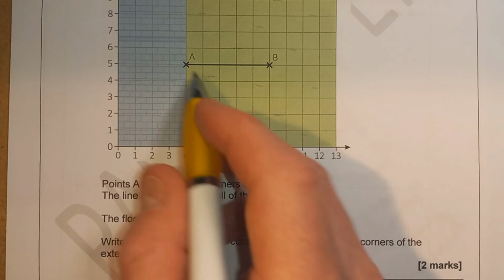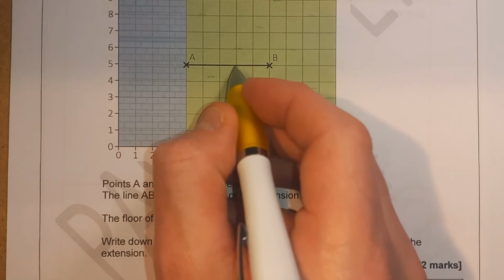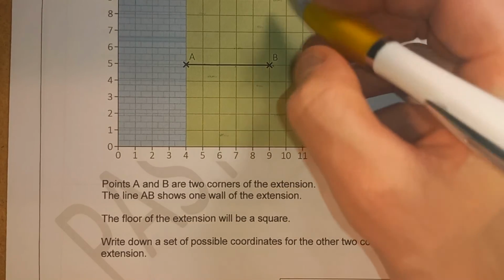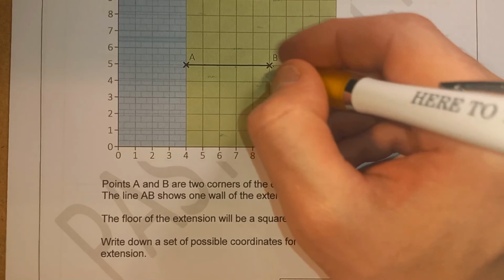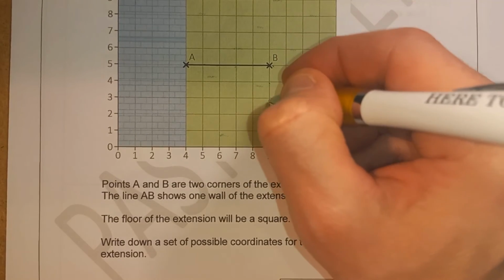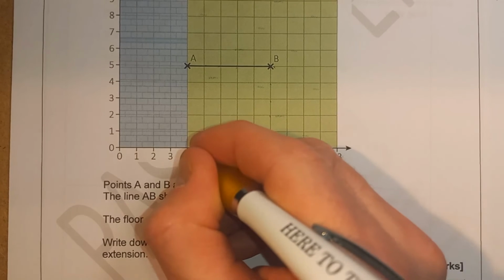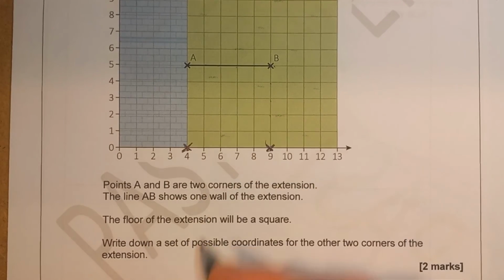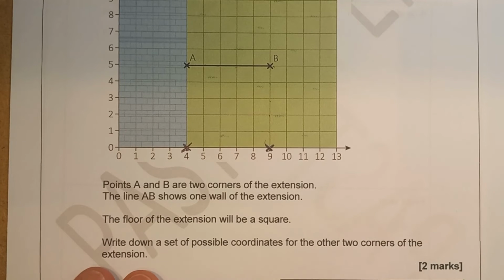Right, what if it's a square? Let's see how long the side's going to be. So 1, 2, 3, 4, 5. So the extension can either go up this way or down this way. I'm going to come down this way, I think. 1, 2, 3, 4, 5. So we could have a corner there and another corner there. So we want the set of possible coordinates for the other two corners.